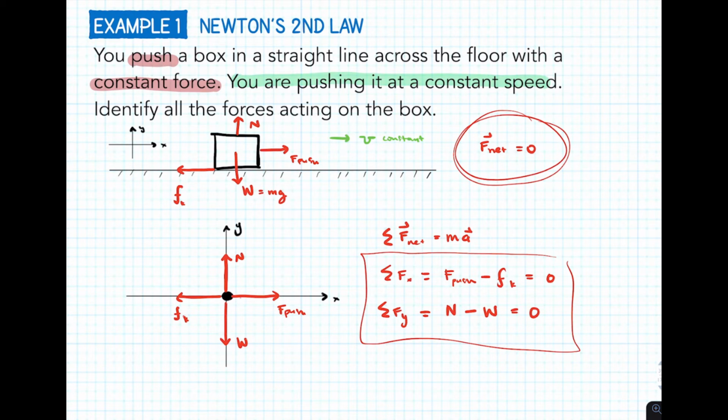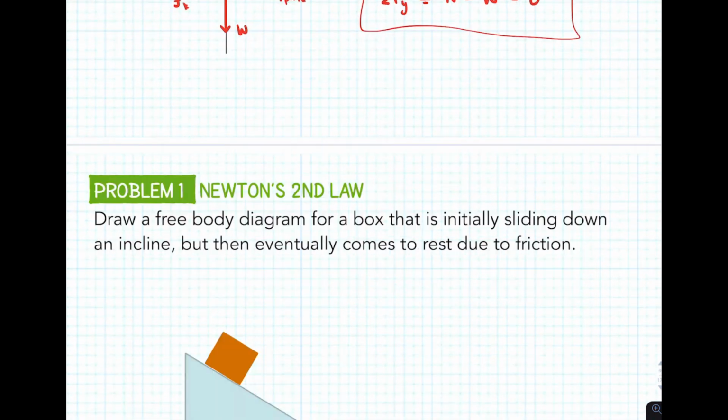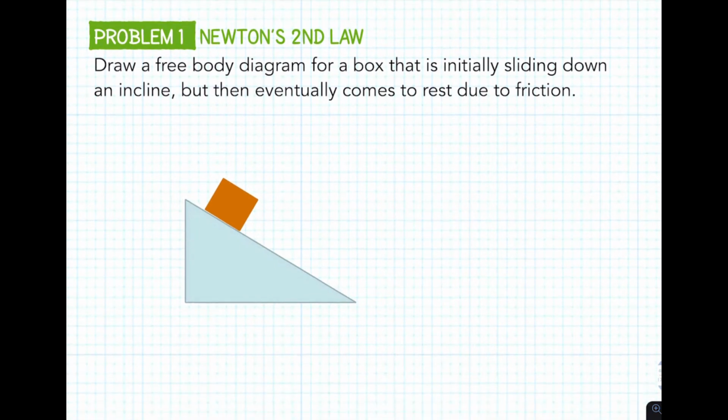Cool. So we're going to go to a problem that I'd like you guys to try. So here we have a free body diagram. We have a box that's sliding down an incline, so it's moving. But we know it eventually comes to rest due to friction. So that does imply an acceleration. Which way would that acceleration point?